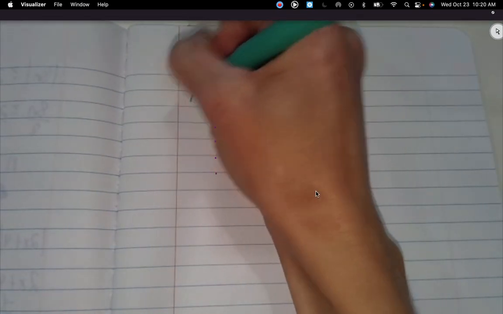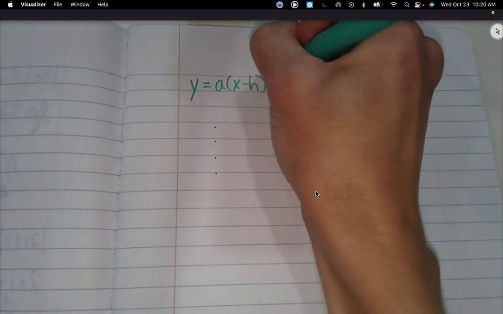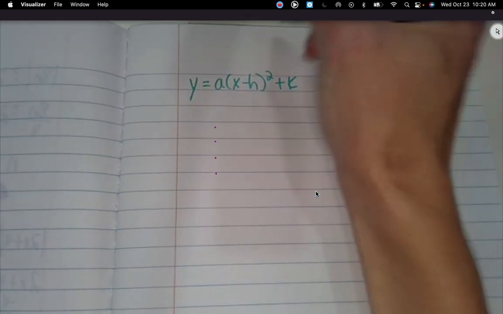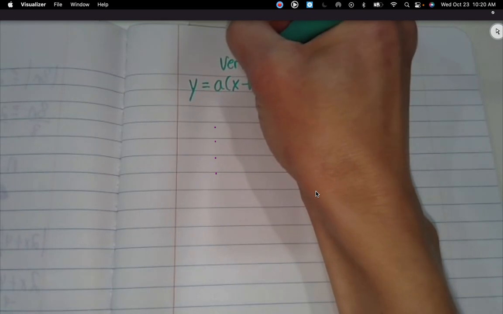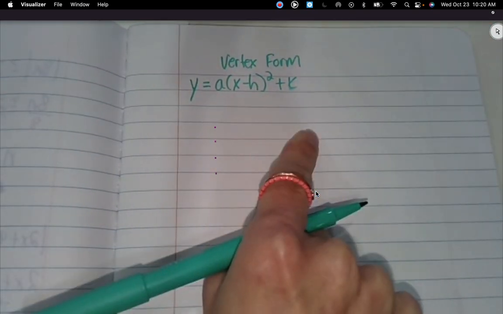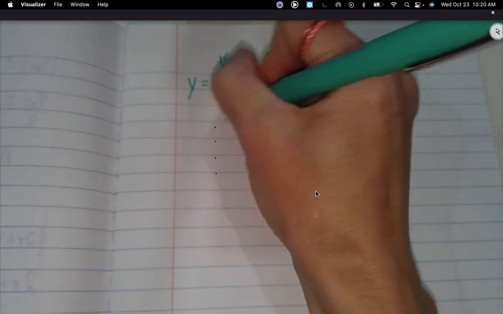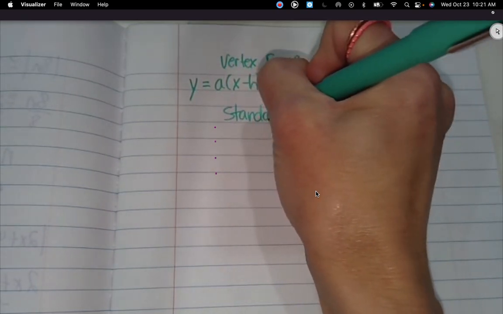Okay, here we go, y'all. This is what you learned. This is vertex form. Everybody pay attention. This is what you already learned, Tanner. Okay. Y'all learned vertex form. Now, we're going to learn one more form, and it's called standard form. All right, so I'm going to write what standard form is.